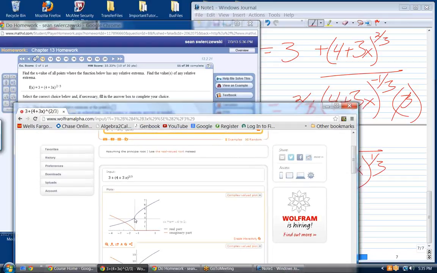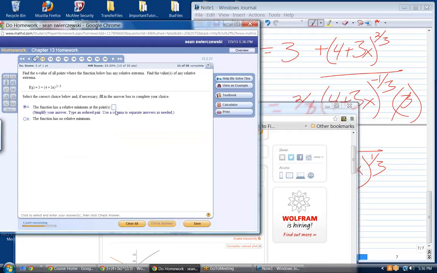This point right here is x equal minus 4/3, but what would the y value be? I guess we could plug that in and see. Okay, if I plug in minus 4/3 for x, I get 3 plus 0. So f of x would be 3. Let's try that answer. I don't like it, but so it would be minus 4/3, comma, 3 is the y value.